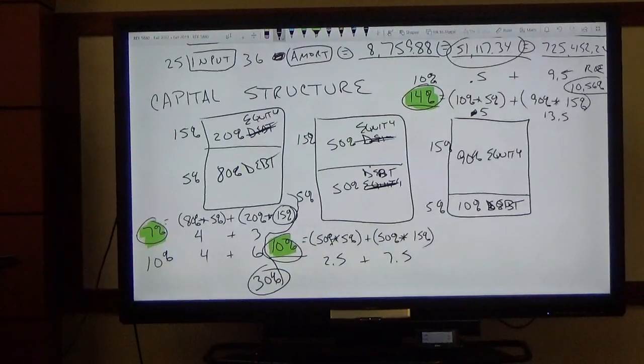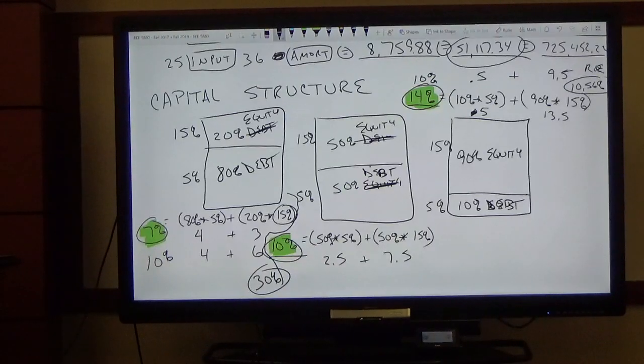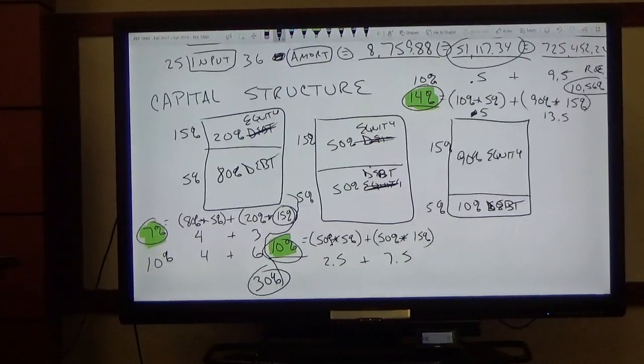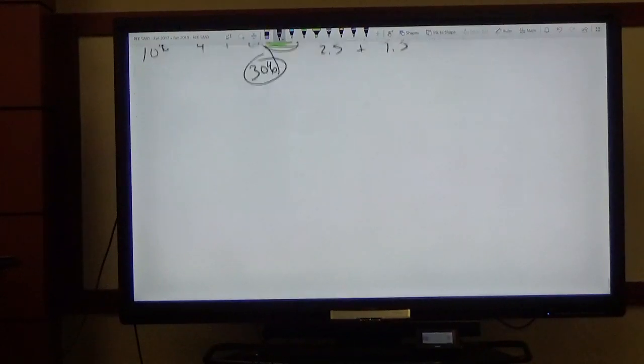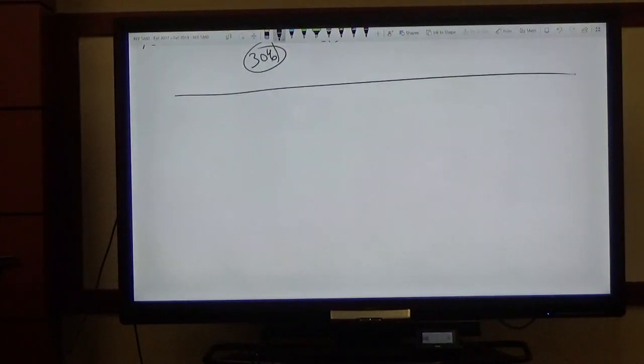Wait, how'd you get the 15 and the 5% desired? Those are just givens. Yeah. Okay. You don't understand that.